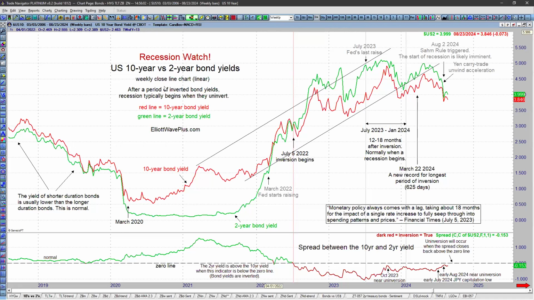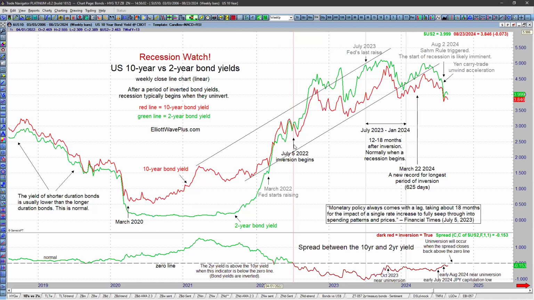Notice I've made a note up here. After a period of inverted bond yields, recessions typically begin when they uninvert. And when you look at this line, it continues to be below the 0 line, and it continues to be dark red. So bond yields are officially still inverted, and they've been inverted for a record length of time.